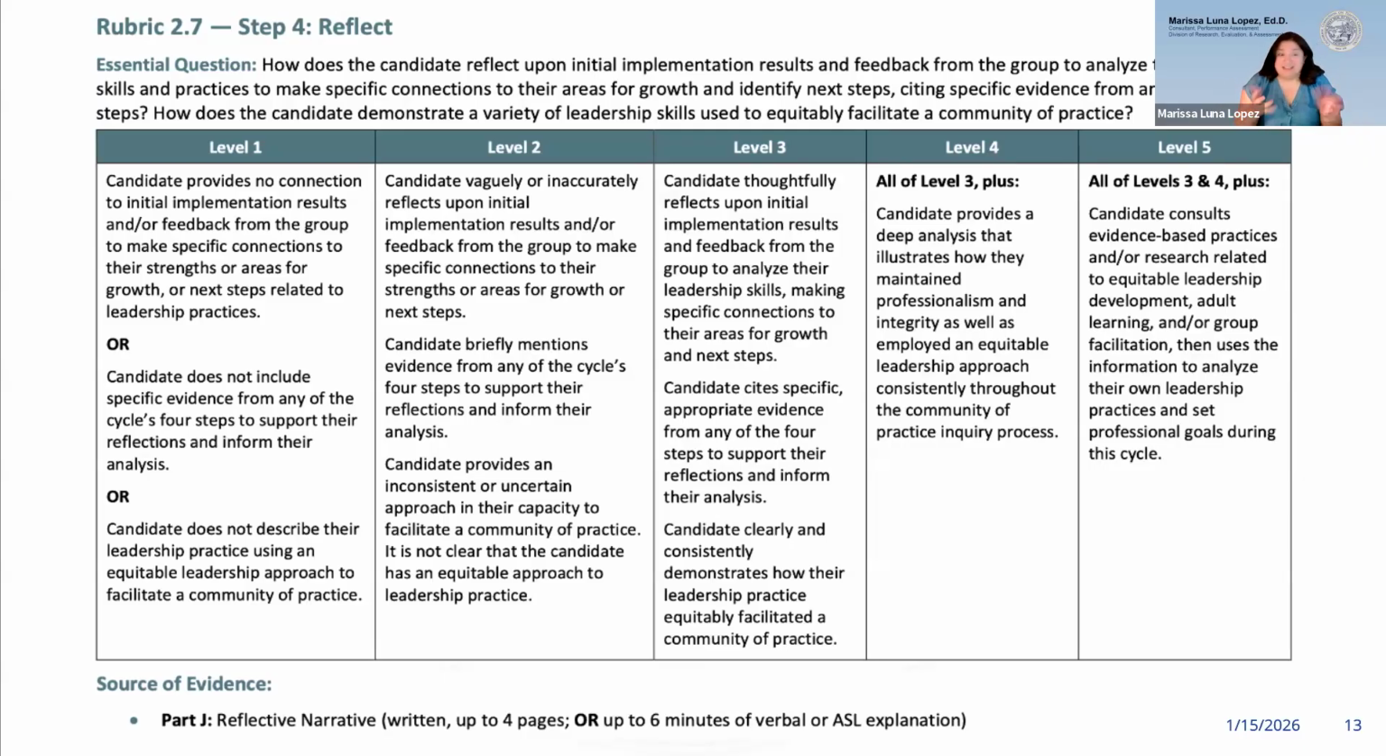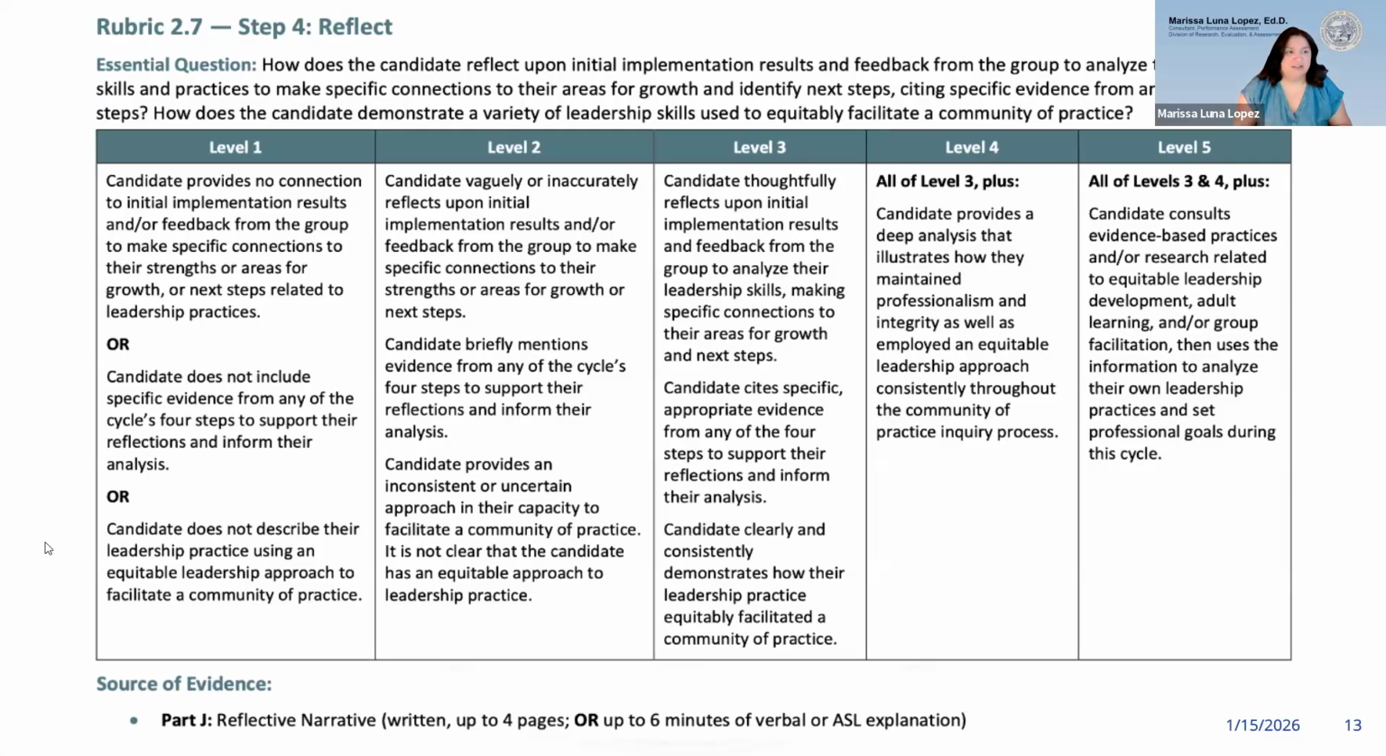So that's what these candidates are having to do in this space: thoughtfully reflect on their implementation results and their leadership skills. They need to cite specific, appropriate evidence from their steps to support their reflections, and then they need to clearly and consistently demonstrate how their leadership practice equitably facilitated that community of practice. All right. Are there any questions here?